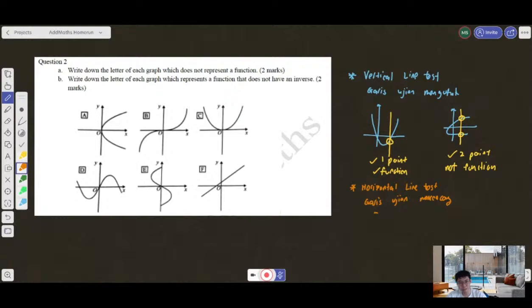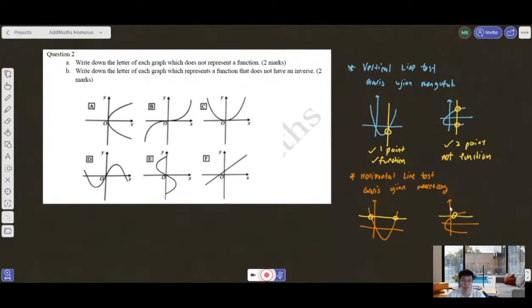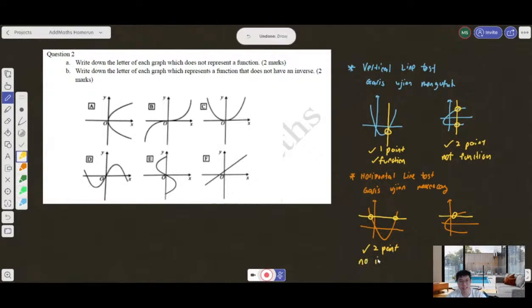So kalau kita mempunyai same graph, let's say like that, and like this, and I draw a line. Mencancang is a horizontal. This one touch 2 point. This one touch, sorry, this one touch 1 point. No matter where we draw, it's also touch 1 point. So in this case, it touch 2 point, no inverse. Tak ada inverse.